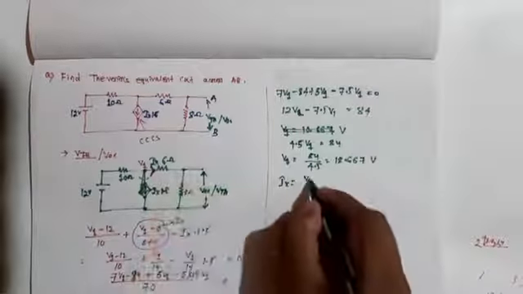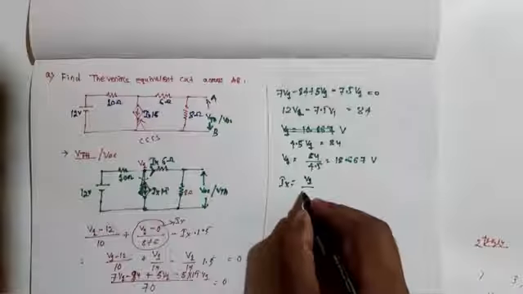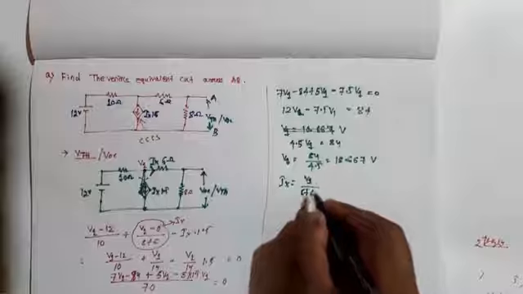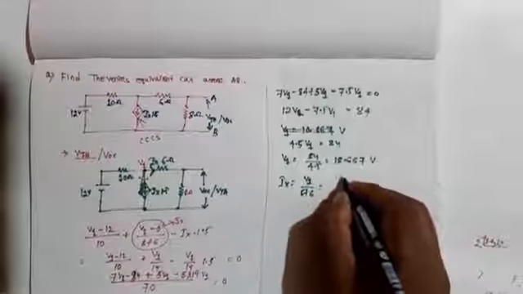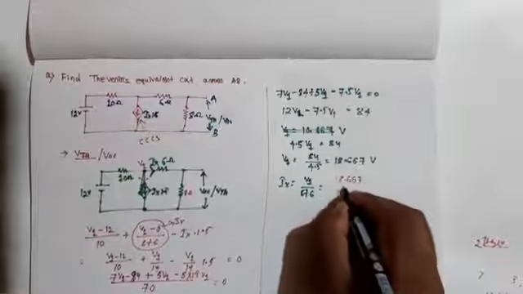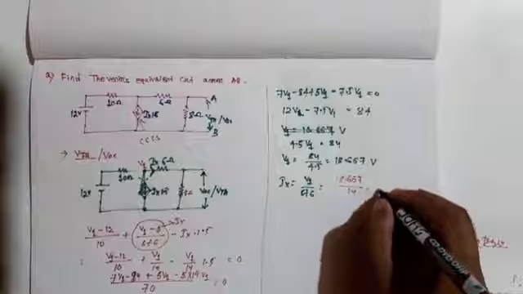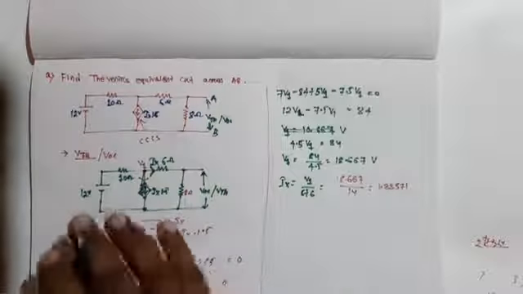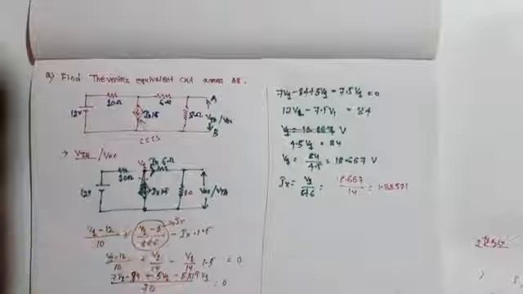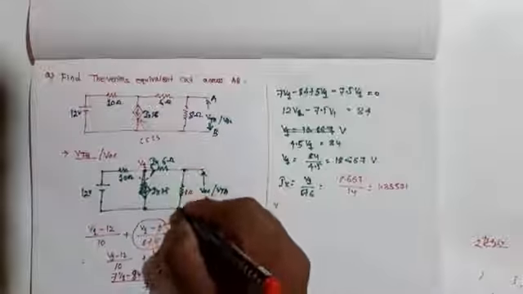Okay, we find this much V1, so we can find Ix. We know Ix equals this V1 divided by this resistor plus this resistor, so 8 plus 6 is 14. So 18.667 divided by 14 is equal to how much? This is 1.33571.